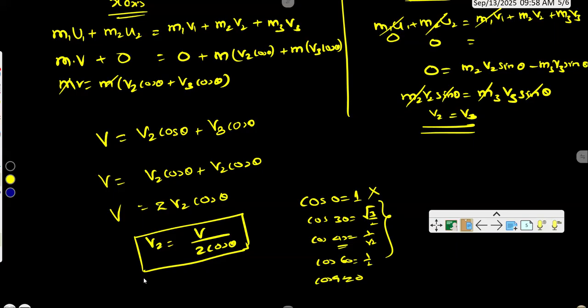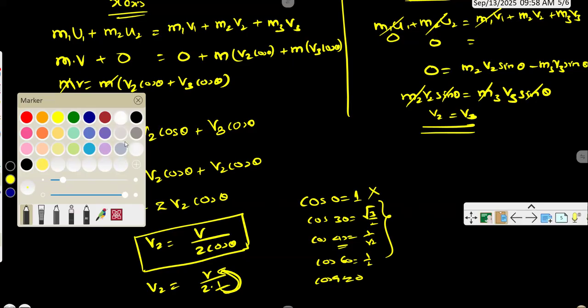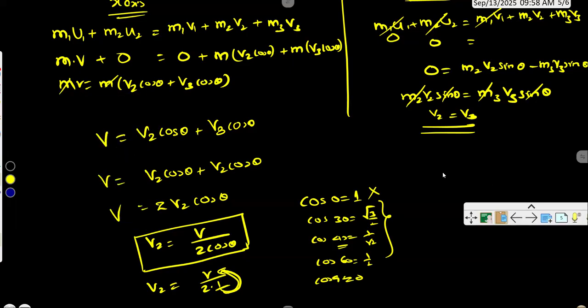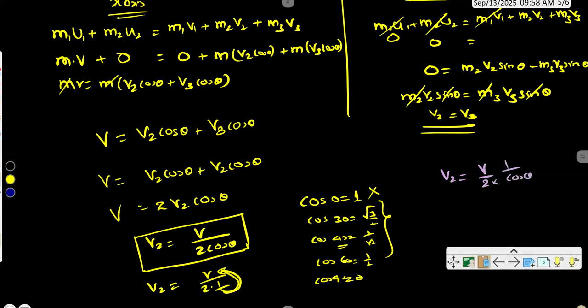If these values are less than 1, what will happen when you substitute them in cos theta? If it is less than 1, it will go to the numerator and get multiplied. So v2 is equal to v by 2 into 1 by cos theta. You can understand from this which value would be more.